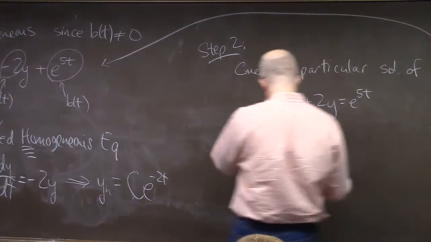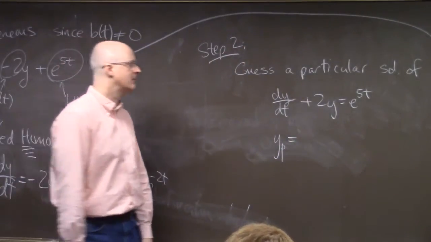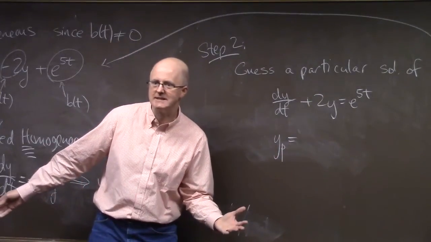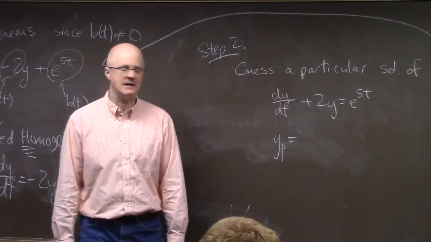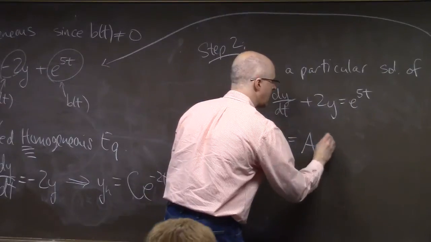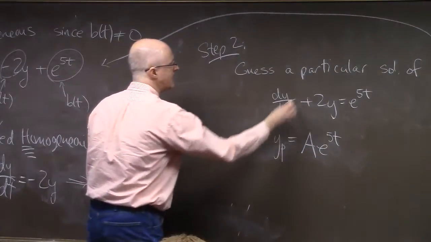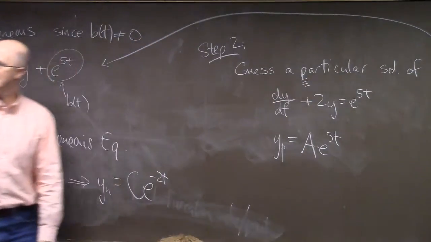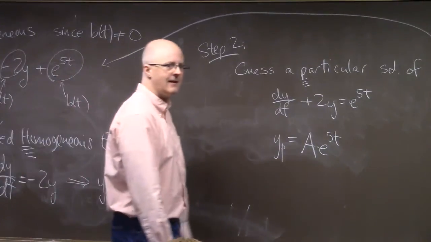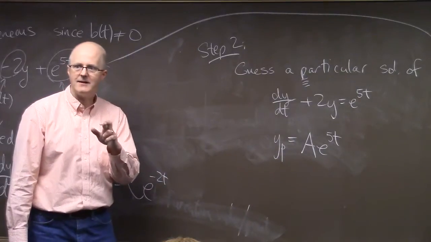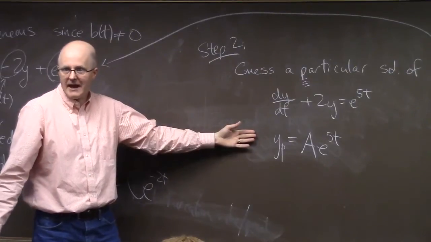The way you guess in this kind of example is you do guess something involving e to the 5t, but you allow yourself an undetermined coefficient. That's why it's called the method of undetermined coefficients, in front of the e to the 5t. I'll call it capital A. We call it y sub p, p for particular. This is a standard thing to do. We're crossing our fingers a bit here, hoping that this will work. It does seem like an educated guess. This seems like a reasonable guess for a function.